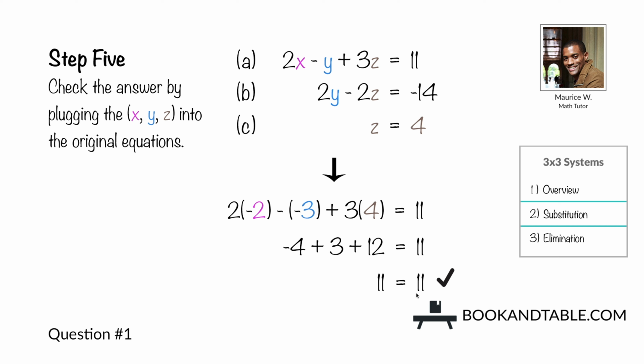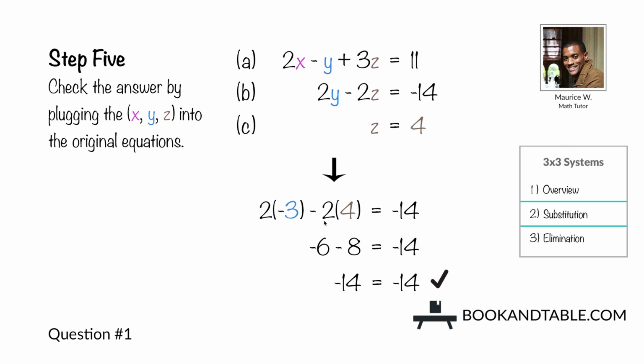And since we wind up with the true statement 11 is equal to 11, that confirms that these are the correct values for x, y, and z. So now we move on to equation B. 2y minus 2z is equal to negative 14 would give us 2 times negative 3, which is negative 6, minus 2 times 4, which would give us minus 8. Negative 6 minus 8 is equal to negative 14, giving us the true statement, negative 14 is equal to negative 14, confirming that these are the correct values for y and z for this equation.